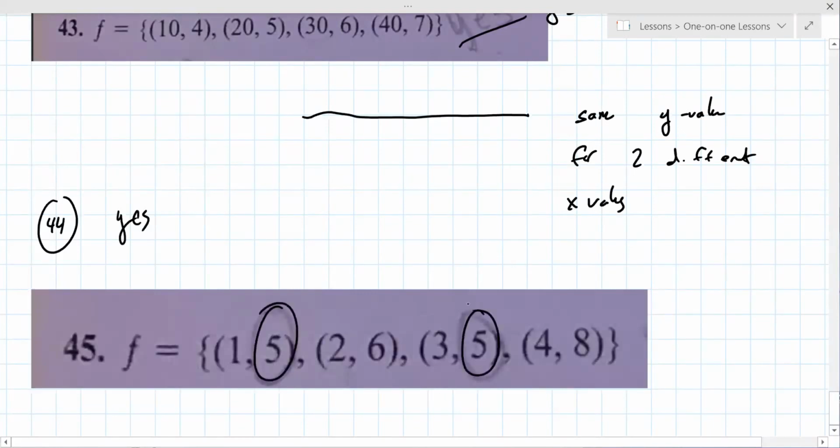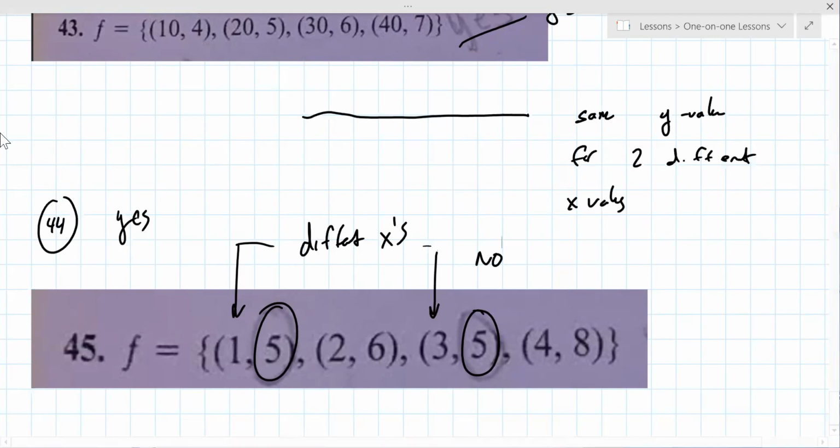Now the next check is, are these different x's? Yeah, they're all different x's. So then it is not 1-to-1. But if they were the same x, it would just be a dupe. Like if this was 1, 5 over here on the right, it's just the same point. That's okay. But because they're different x's, that means it's no. Makes sense, because a horizontal line would go through both of those points.